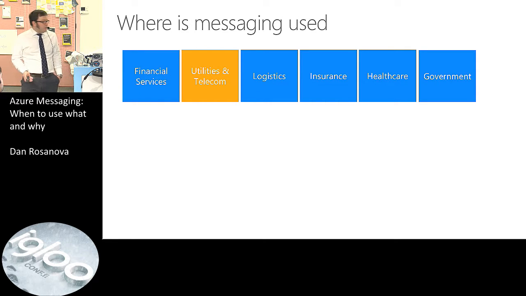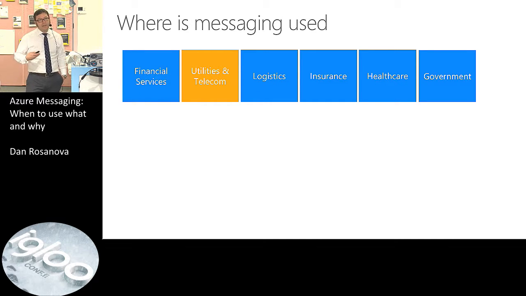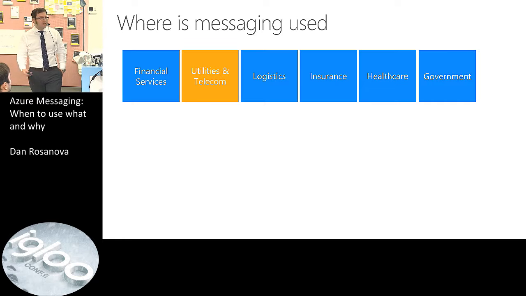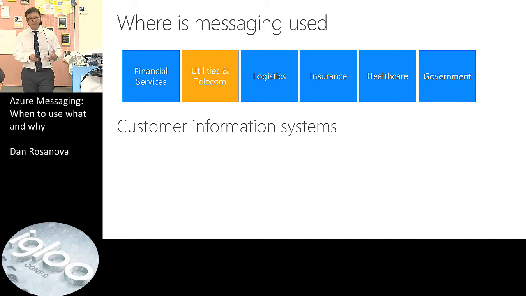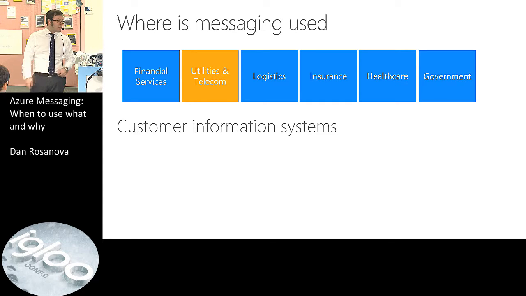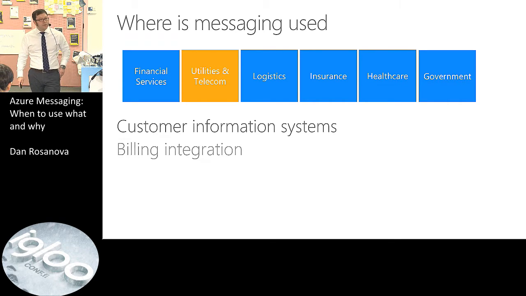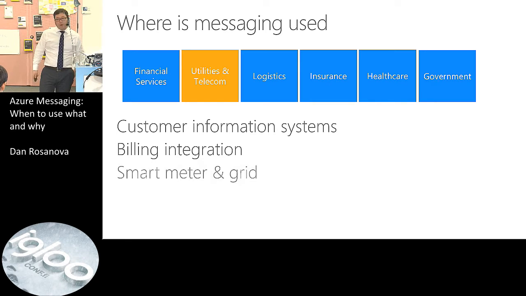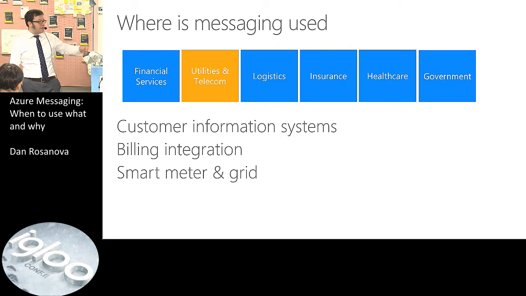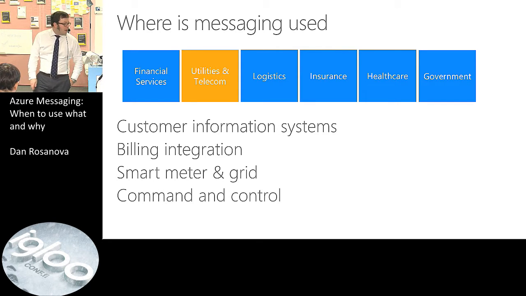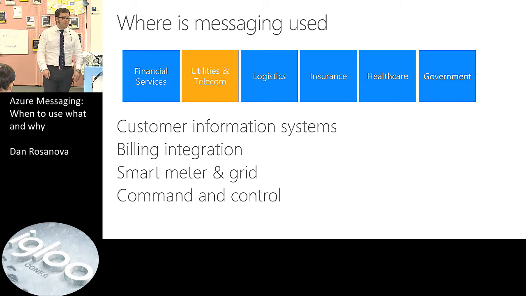When you get into something like utilities, this is usually like, I don't know, phone companies, electric companies, things like that. You'll see they have customer information systems, sort of monolithic applications that they need to get information out of. They're using messaging there. They're doing billing integration with it. They're doing smart meter and smart grid. This is an area I worked in for a long time, and it's pretty exciting stuff. It's all messaging, a lot of messaging. And they're also doing things like command and control over their actual utility networks.